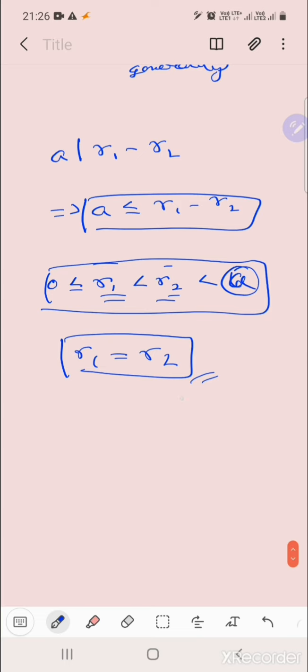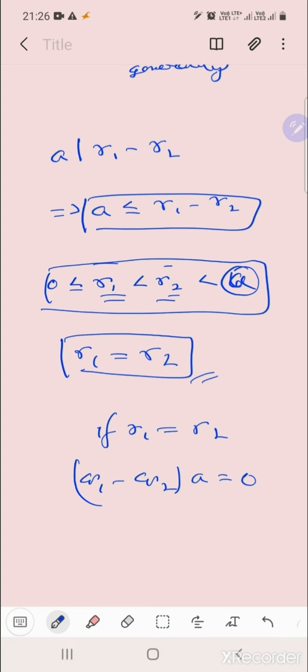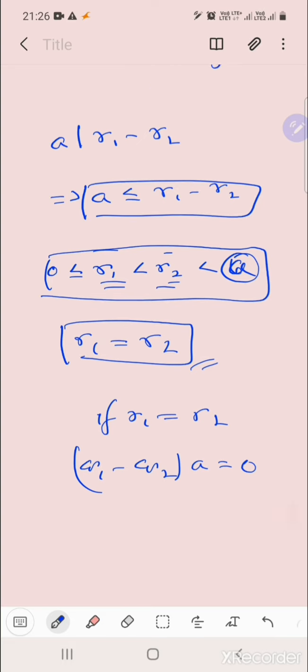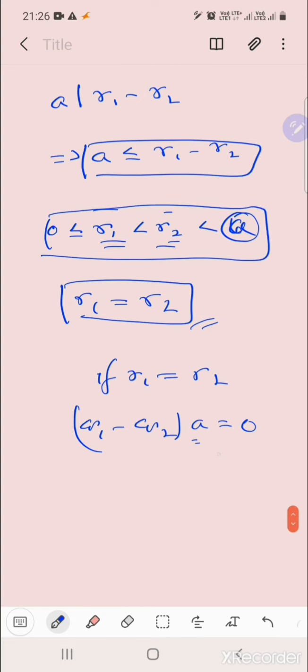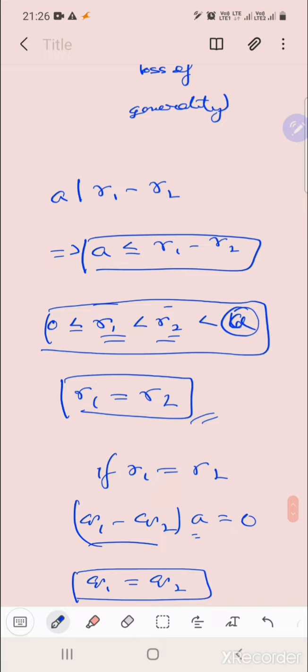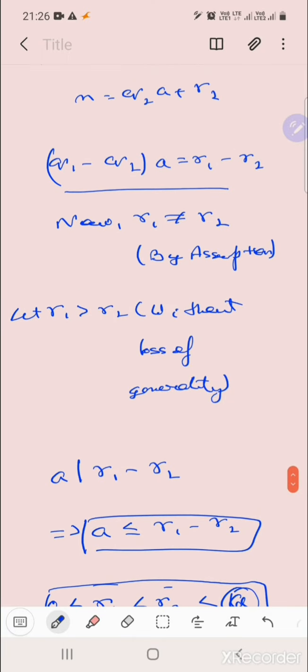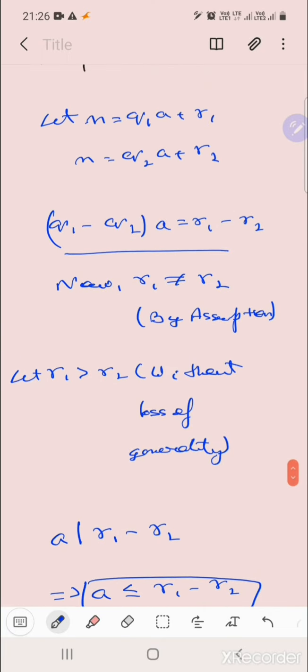Furthermore, if r1 equals r2, then (q1 minus q2) times a will be equal to 0. And a cannot be equal to 0 because a is the divisor here. So q1 minus q2 is equal to 0, which implies that q1 equals q2. Got it? Clear?